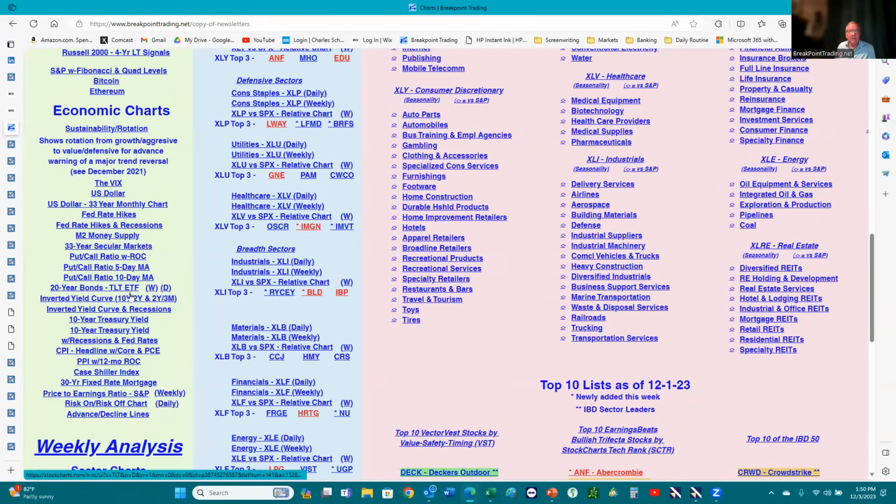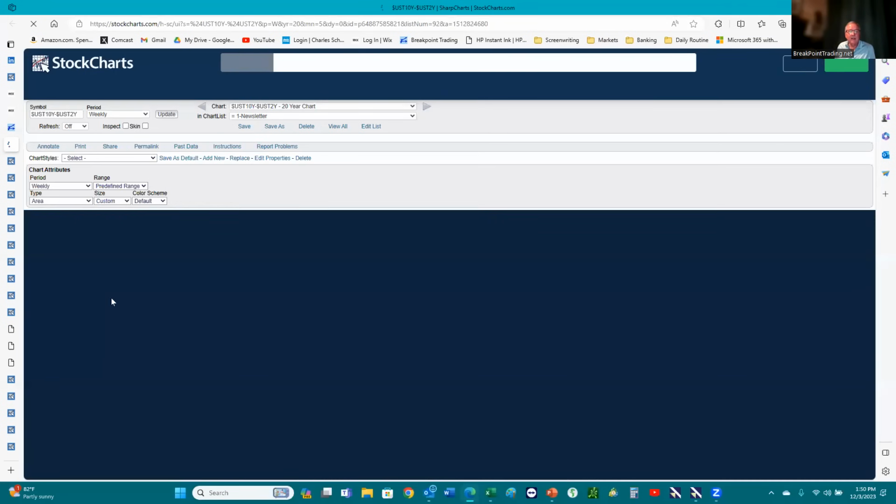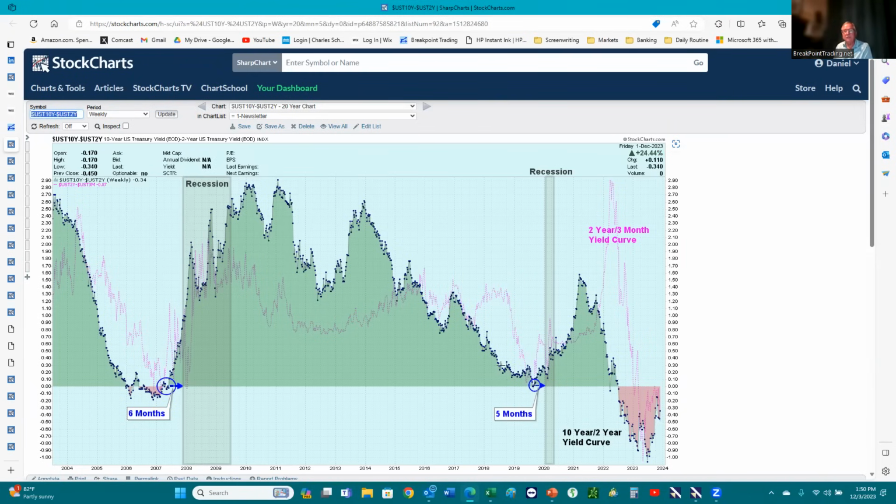If we look at the inverted curve, this is one of the indicators for a recession. You see this one here when it goes back above 0. It was 5 months to a recession here. It was 6 months to a recession here. This is after it goes back above 0. Right now it's still at minus 0.34.